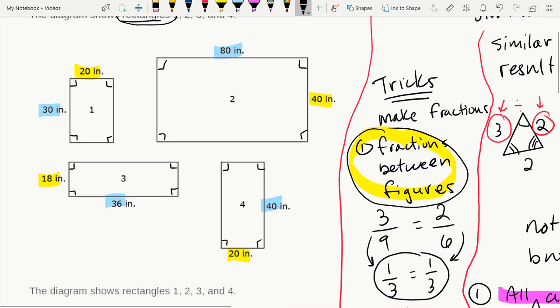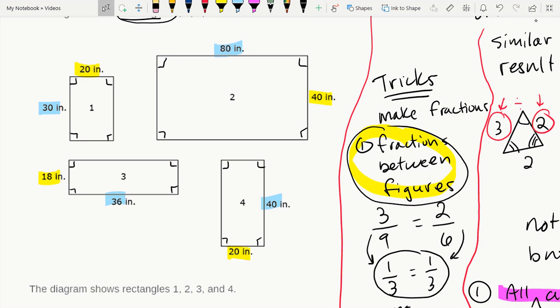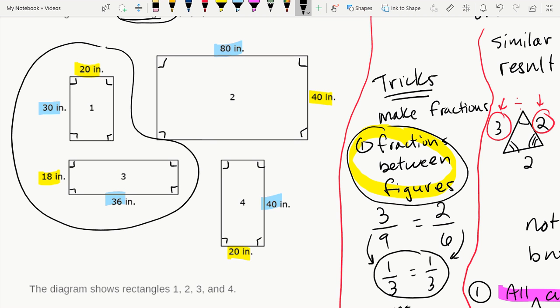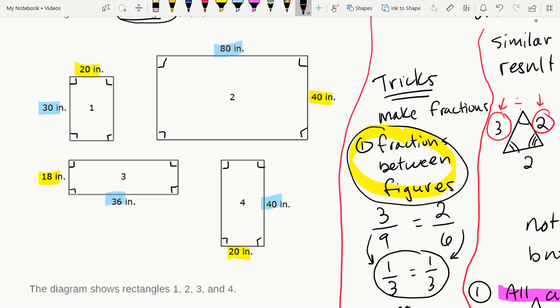Okay, so let's try to make fractions between figures. Let's do these two first. Oh man, I don't like that one. I'm going to do 20 divided by 18, and 30 divided by 36. Those have to equal each other.